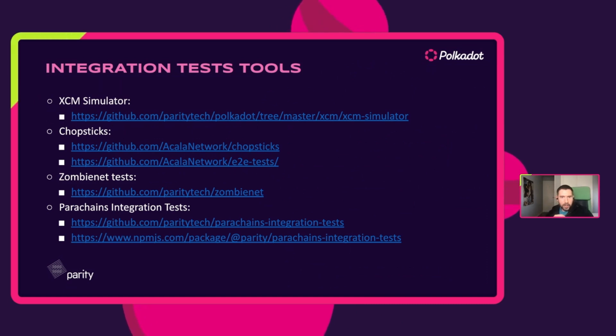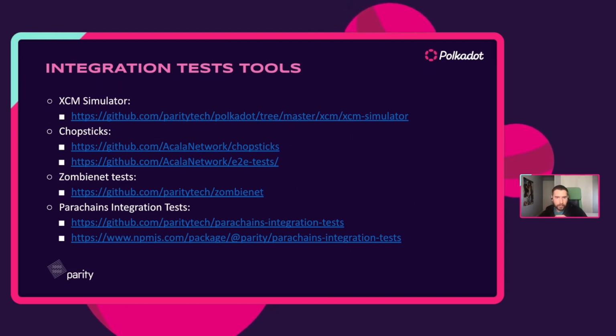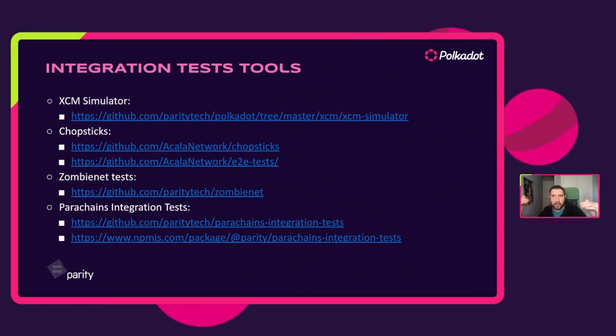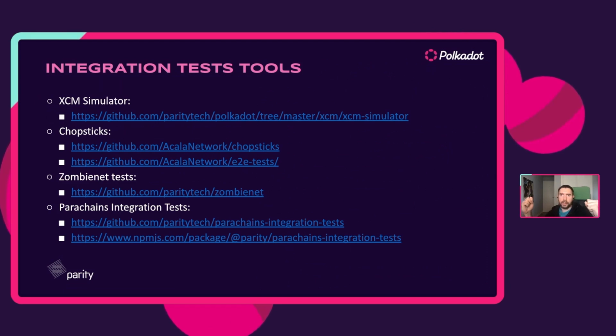There are many options. The first one is XCM Simulator. You can find it under the Polkadot repository. Then you have Chopsticks, which is developed by Acala. Then you have ZombieNet, where you can also write tests. And then you have Parachain Integration Tests, which is an extra layer of abstraction on top of ZombieNet that will help you write these rapidly, and it's an abstraction from the Polkadot.js API package.